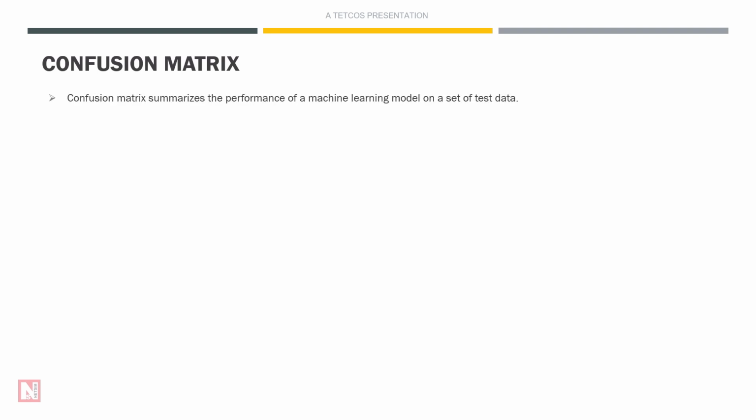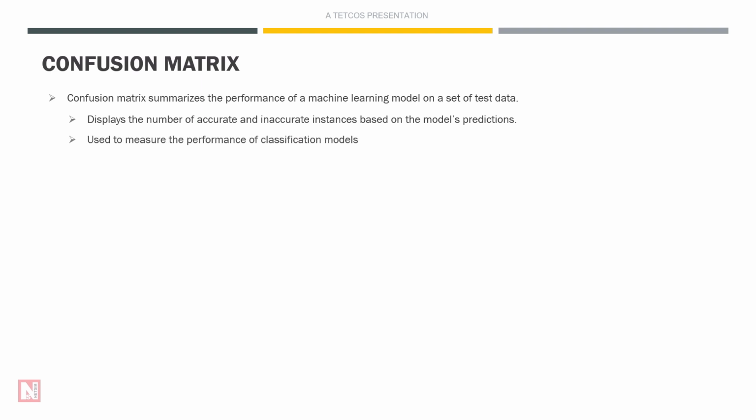The confusion matrix is a fundamental tool used to evaluate the performance of a machine learning model on test data. It shows how well the model is classifying by summarizing both accurate and inaccurate predictions. The matrix is especially important for classification problems, where we aim to distinguish between 2 or more classes. Let's break down the components of the confusion matrix.